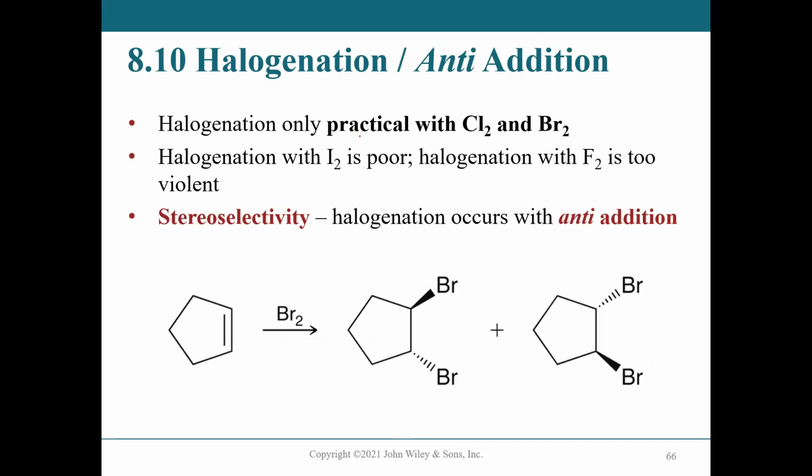So halogenation is only practical with chlorine and bromine. Halogenation with I2 or iodine is poor, and halogenation with fluorine is just too violent. That means fluorine is just too reactive. So stereoselectivity, halogenation occurs via anti-addition.